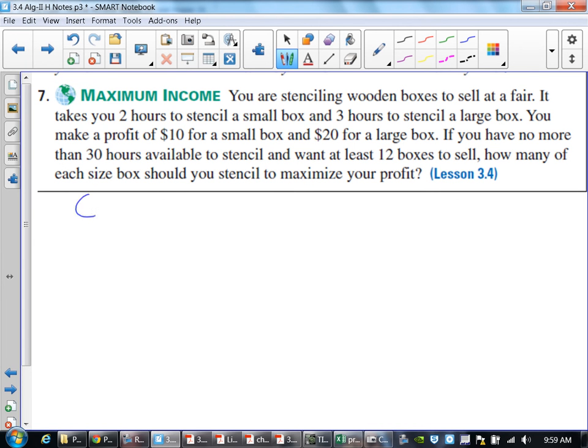Want to maximize profit. You cover and solve, so if L is 0, S is 12. Yeah, it's 12.